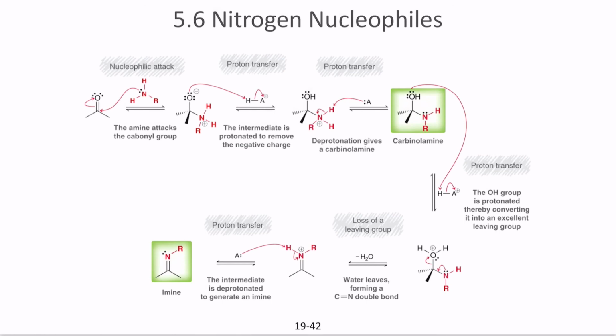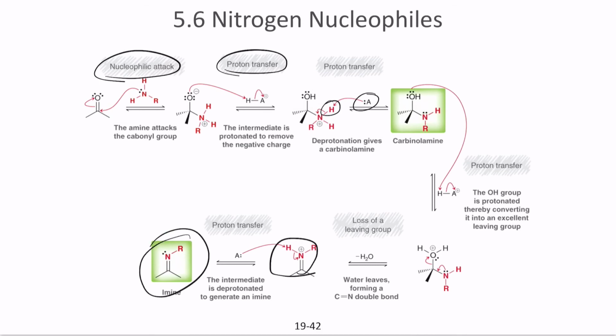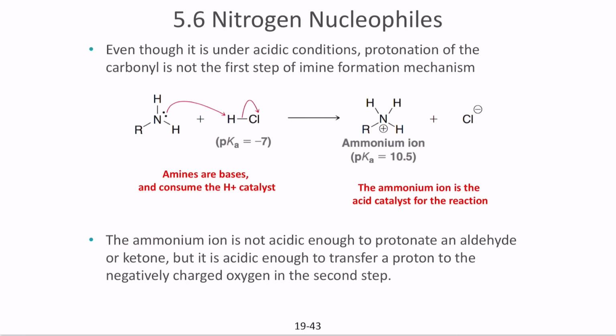The first thing that happens, because it's acidic conditions, is a nucleophilic attack, and then it undergoes proton transfer. Then it undergoes removal of a proton, and finally it creates the double bonded C=N structure. So that is the imine formation. This is what happens in the reactions when you have a nitrogen nucleophile. You don't need to remember the exact reaction, just remember what the nitrogen nucleophile can do.